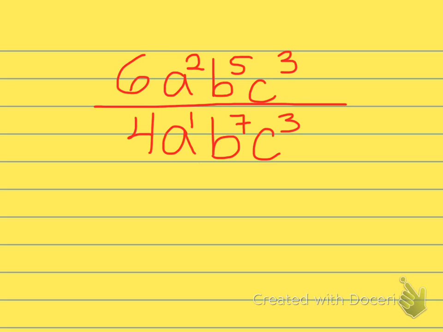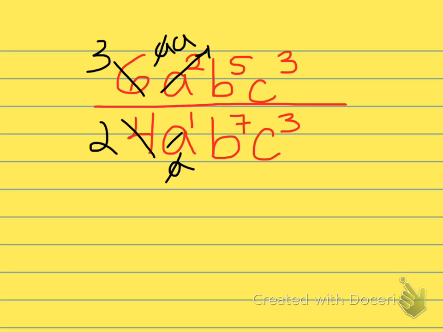So common factor of 6 and 4. Anybody? Anybody? That's right. It's a 2. 2 goes into 6, 3. 2 goes into 4, 2 times. Now, moving on to the a's, if I have 2 a's here and 1 a here, when they cancel, there's going to be 1 a left in the numerator, because I would do 2 minus 1, and that would be a to the 1. So there is 1a left in the numerator.